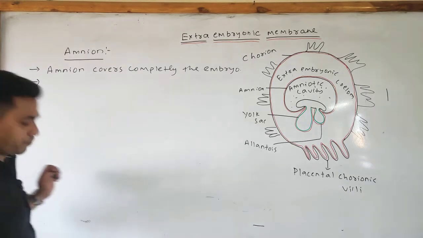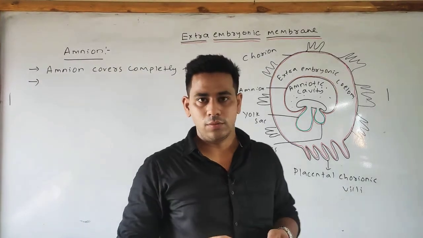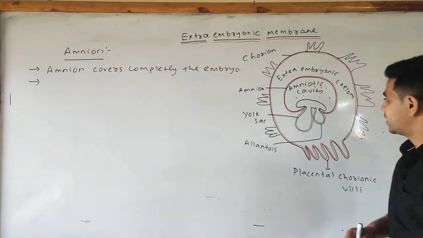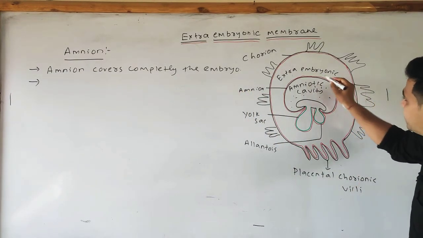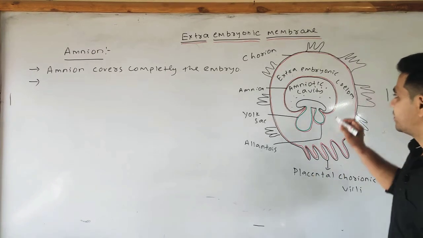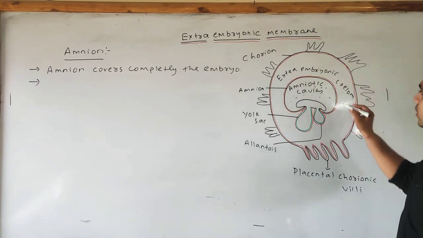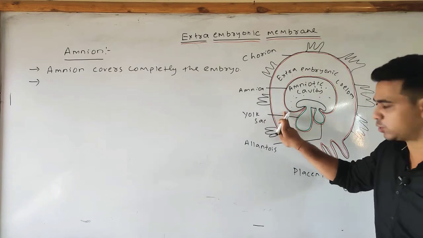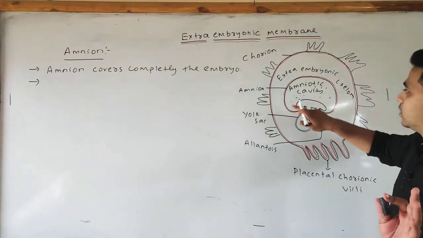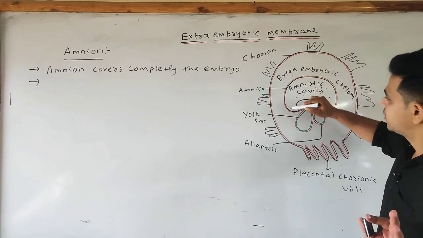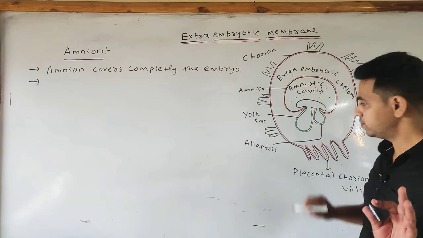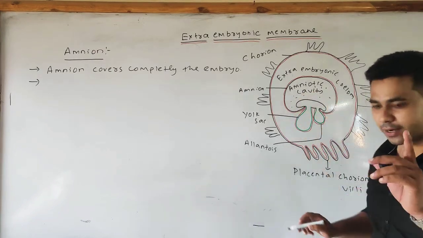Second point, the amnion is externally lined by the mesoderm but internally lined by the ectoderm, as I have represented: the red one represents the mesoderm and the black one represents the ectoderm. So the amnion is externally lined by the mesoderm and internally lined by the ectoderm.